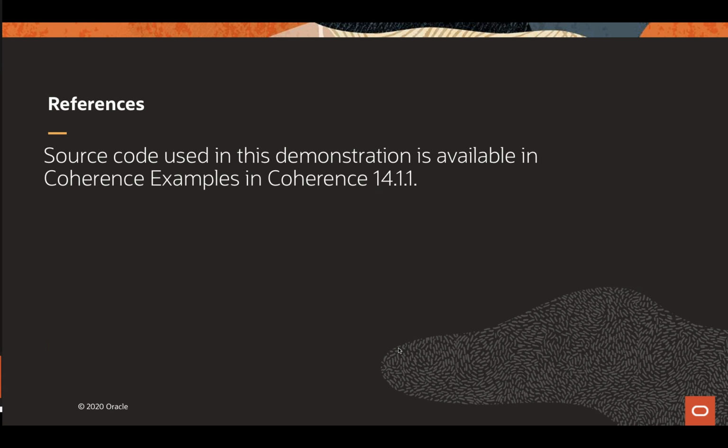So that concludes our demo. Just a reminder, the source code used in this demonstration is available in the Coherence examples in Coherence 14.1.1. Additionally, there's a topics intro that's a lot more detailed on using the API. This video was just to concentrate on subscriber groups and configuring publisher order by. Thank you.